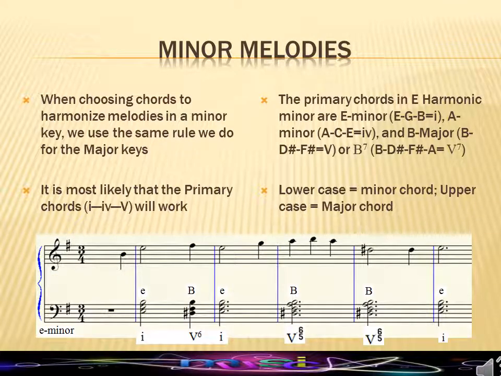When choosing chords to harmonize melodies in a minor key, we use the same rule that we do for the major keys. It is most likely that the primary chords 1, 4, and 5 will work. The primary chords in E harmonic minor are E minor, E G B equals 1, A minor, A C E equals 4, and B major, B D sharp F sharp equals 5, or B7, B D sharp F sharp A equals 5/7. Lowercase equals minor chord, uppercase equals major chord. And it sounds like this.